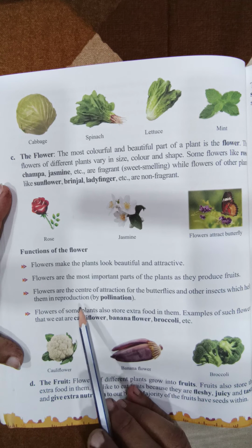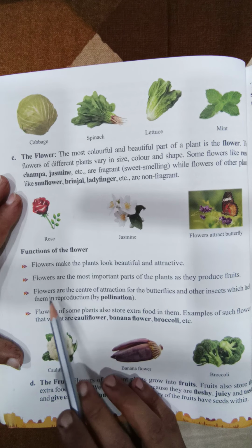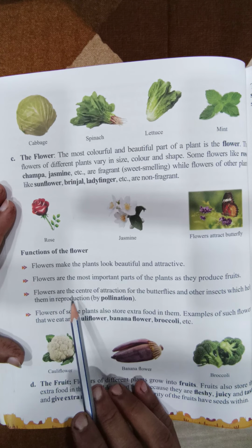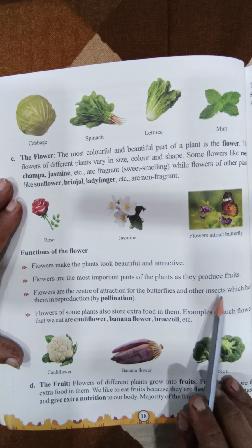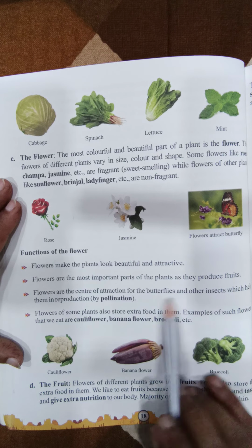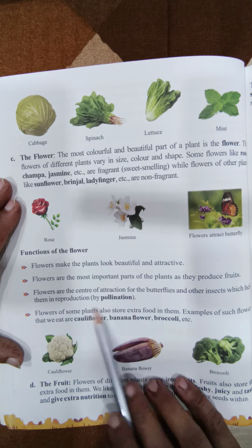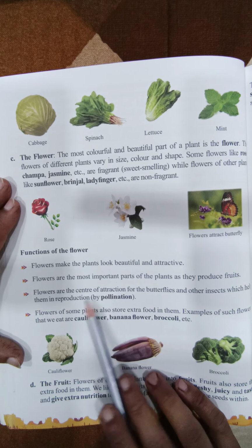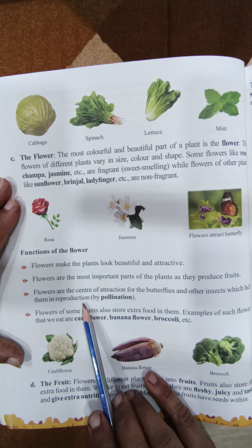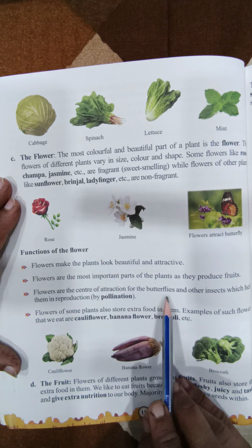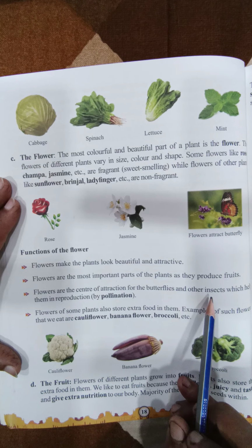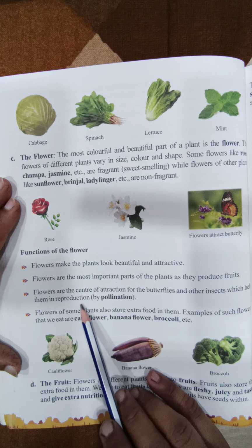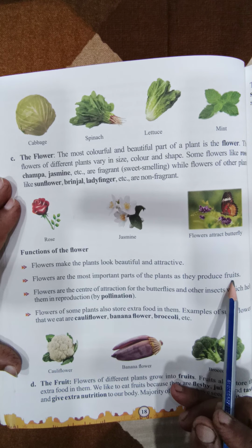So in this process, here you can see the flower attracts the butterflies and insects so that the pollination takes place, and this pollination is a part of the reproduction. Okay, so flowers help in reproduction through these butterflies and insects, and after the reproduction they produce the fruits.